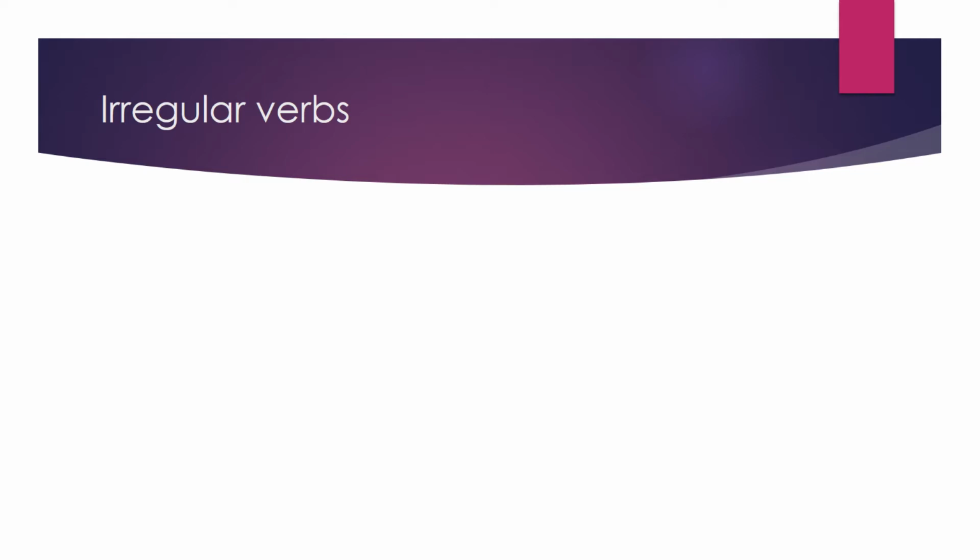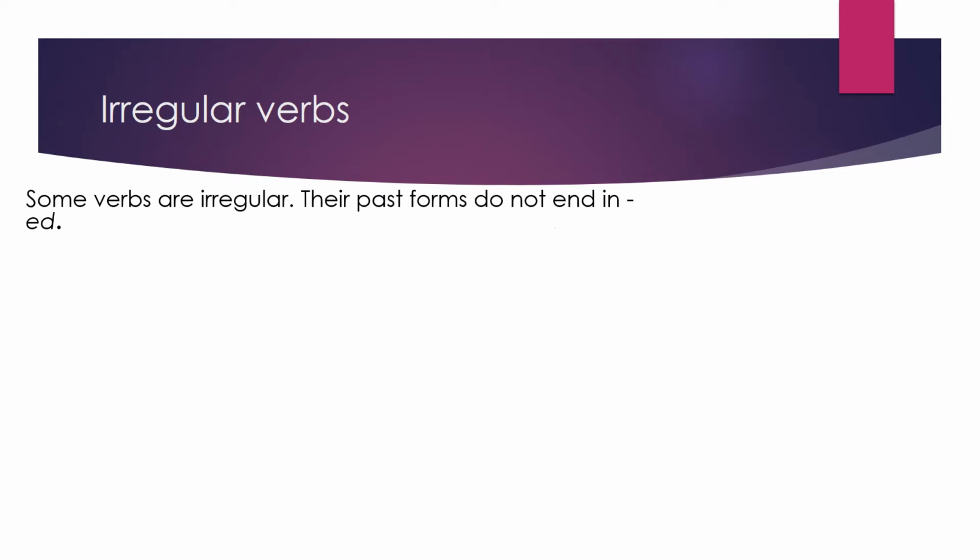Irregular verbs. It's really important to understand that past simple has two different kinds of verbs: regular, which end in ed in the past, and irregular verbs. So check it out. Some verbs are irregular. Their past form does not end in ed.